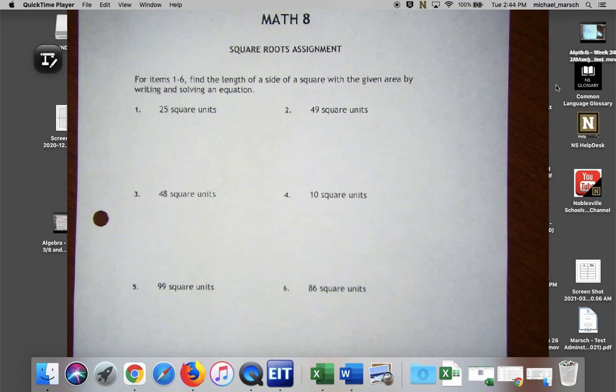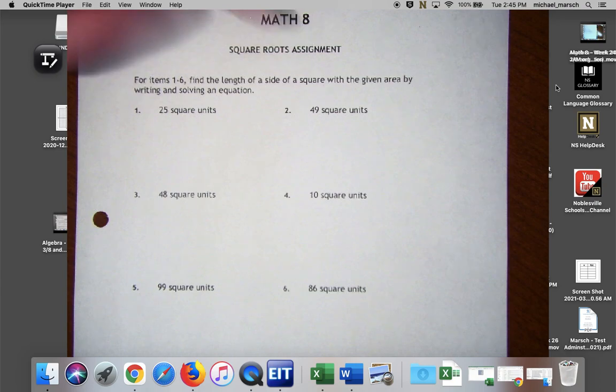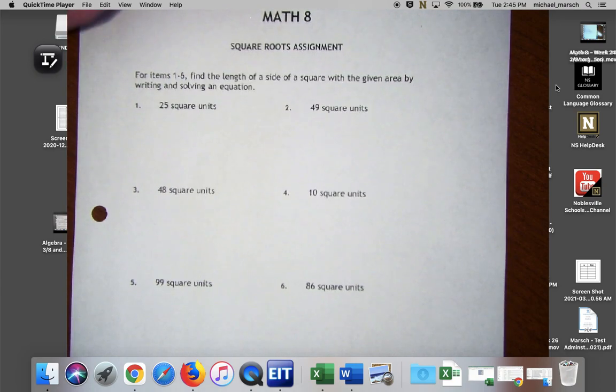Amazing. Okay. So what we're going to do is take that from the Pythagorean theorem and apply it to just numbers, not necessarily triangles. So for items 1 through 6, we're finding the length of a side of a square with the given area. What do we know about squares and their side lengths? Mason? Every length is equal. There's 4 sides and every side is equal. 4 sides are the same length.